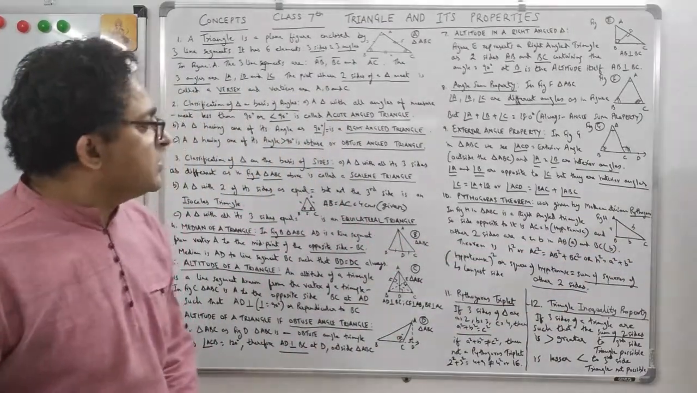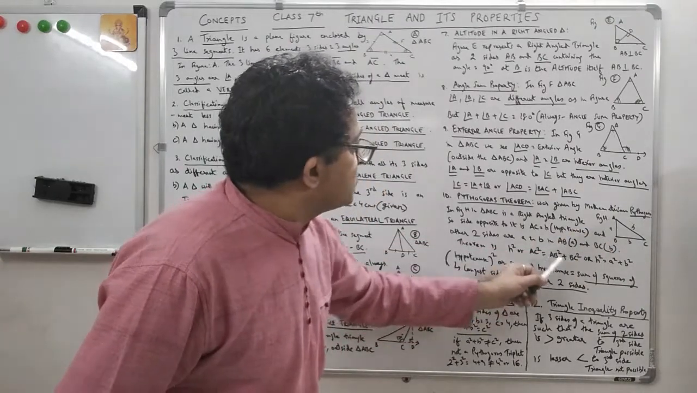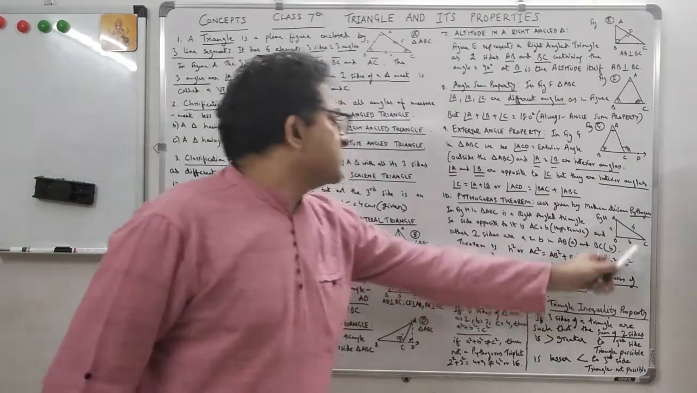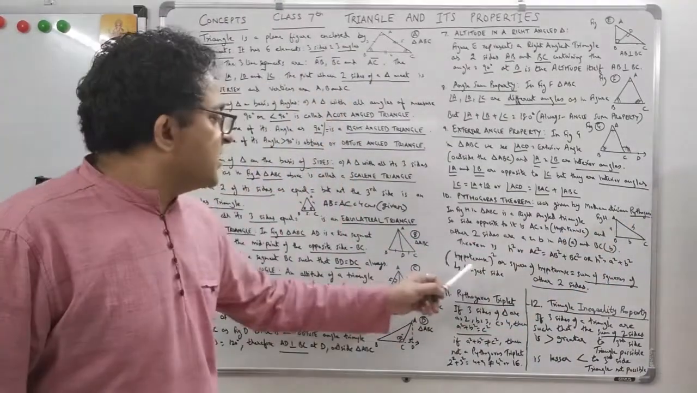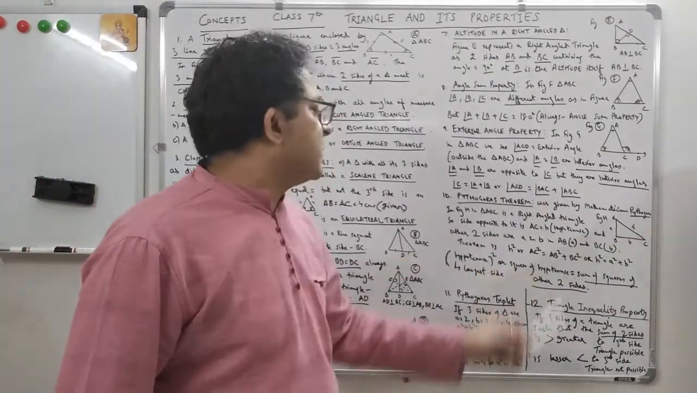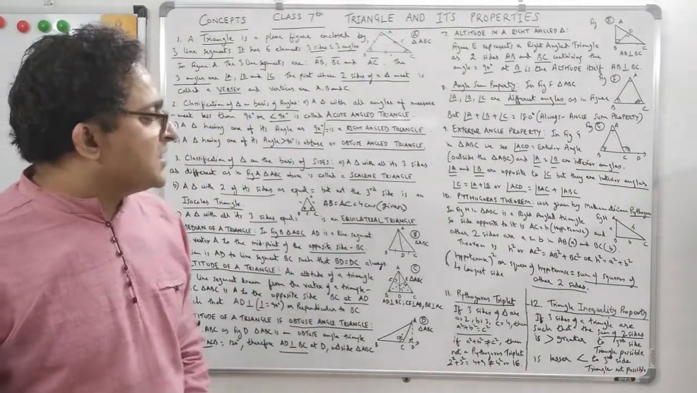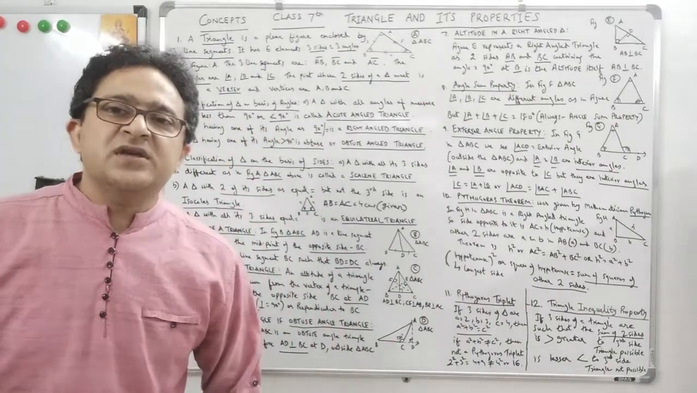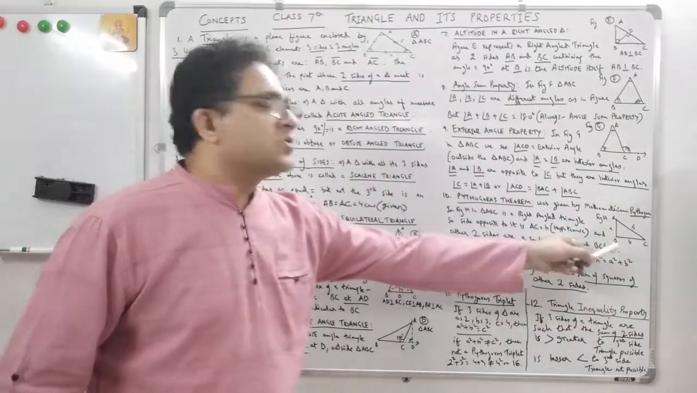So what is the theorem? The theorem is: H square, hypotenuse square, is equal to AB square plus BC square, or you can say H square is equal to A square plus B square. So what is the theorem? The square of the hypotenuse is equal to the sum of the squares of the other two sides. So H square is equal to A square plus B square.